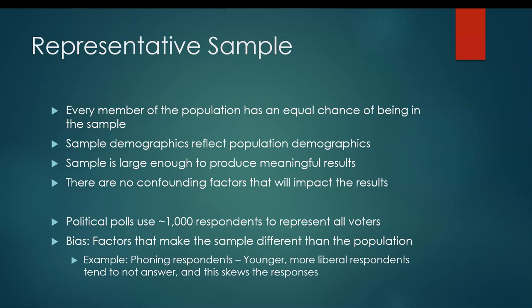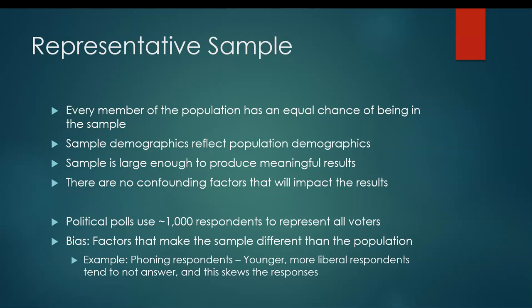And we also want to make sure that there are no confounding factors that will impact the results. So I used an example of wanting to learn something about the US population that is over 50, but my sample only has people between the age of 50 and 55. The sample is too different from the US population of people over 50. It's not going to give me useful results. But there could be other confounding factors that are going to impact the results, and we may talk about them later in this presentation.